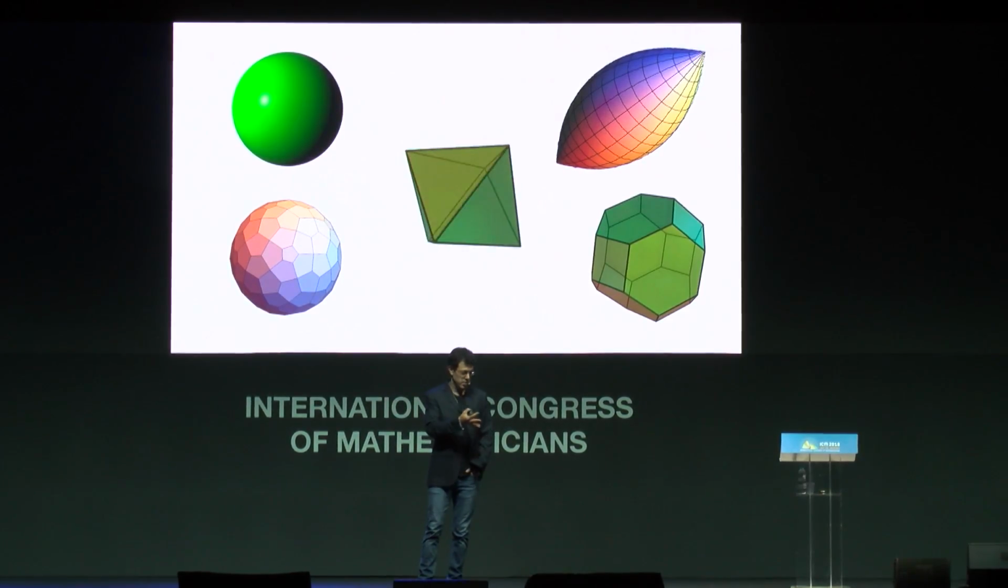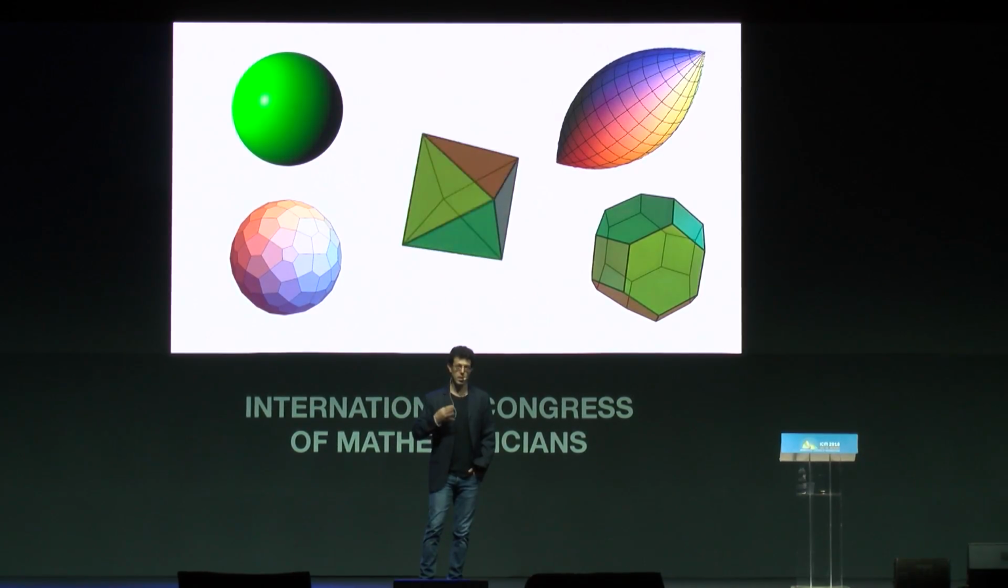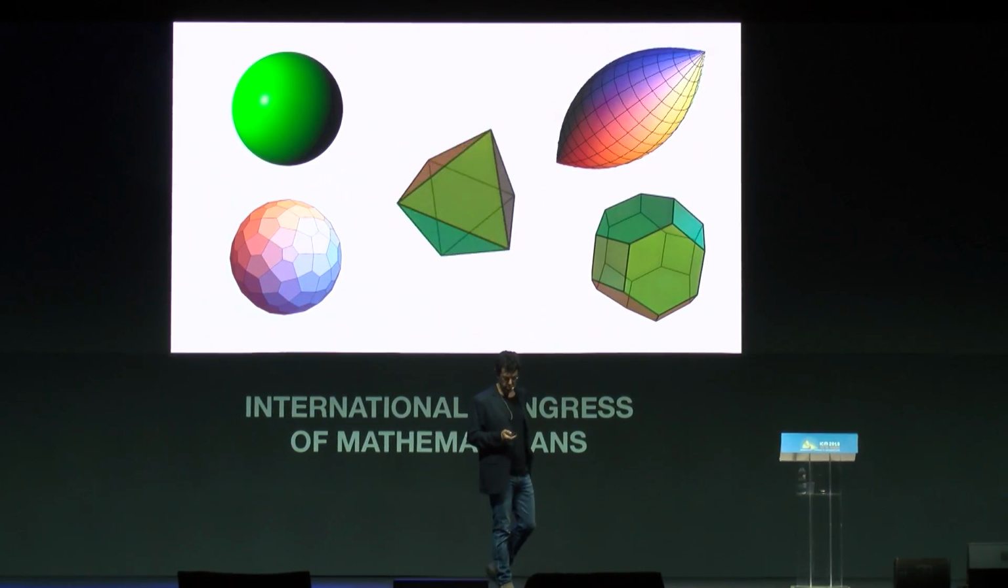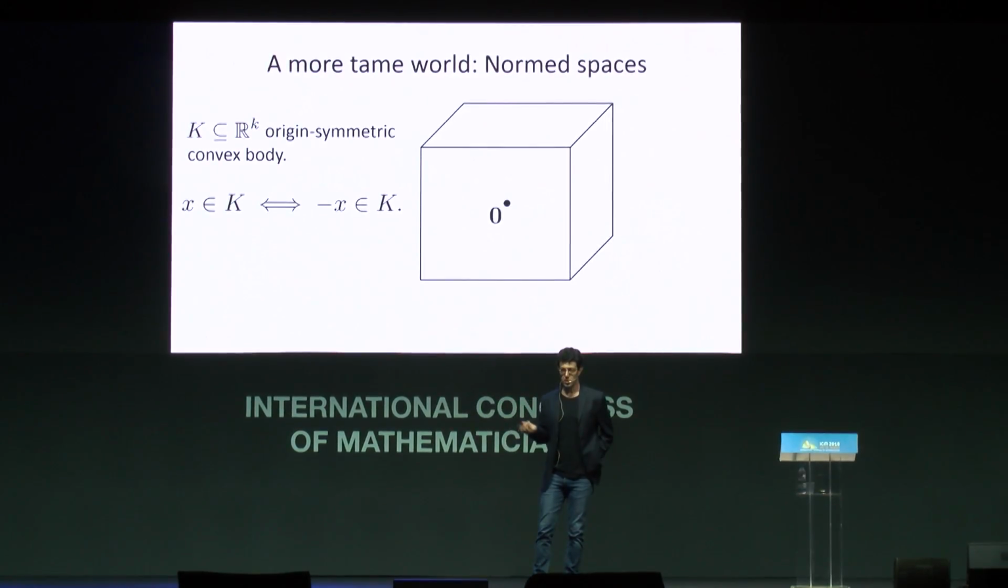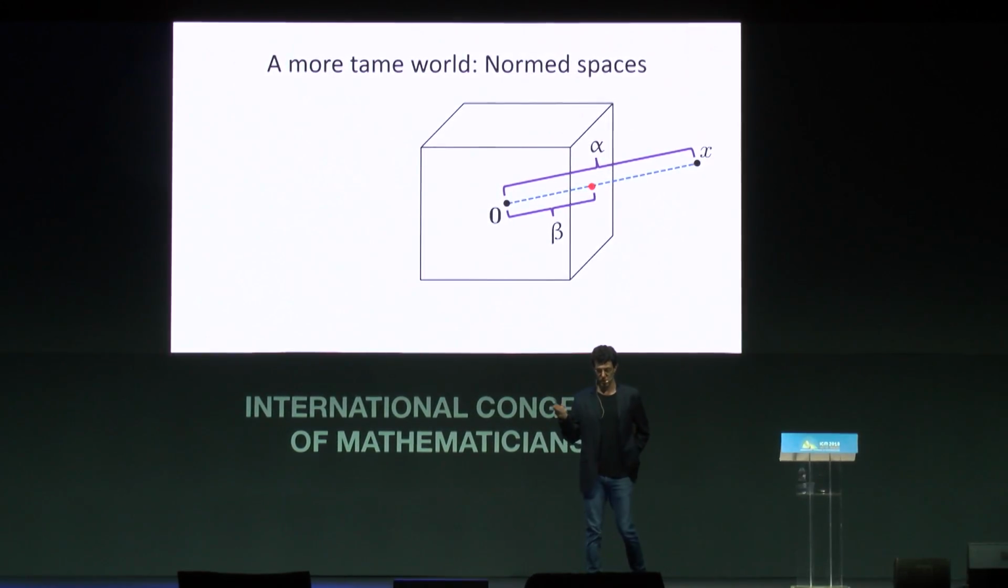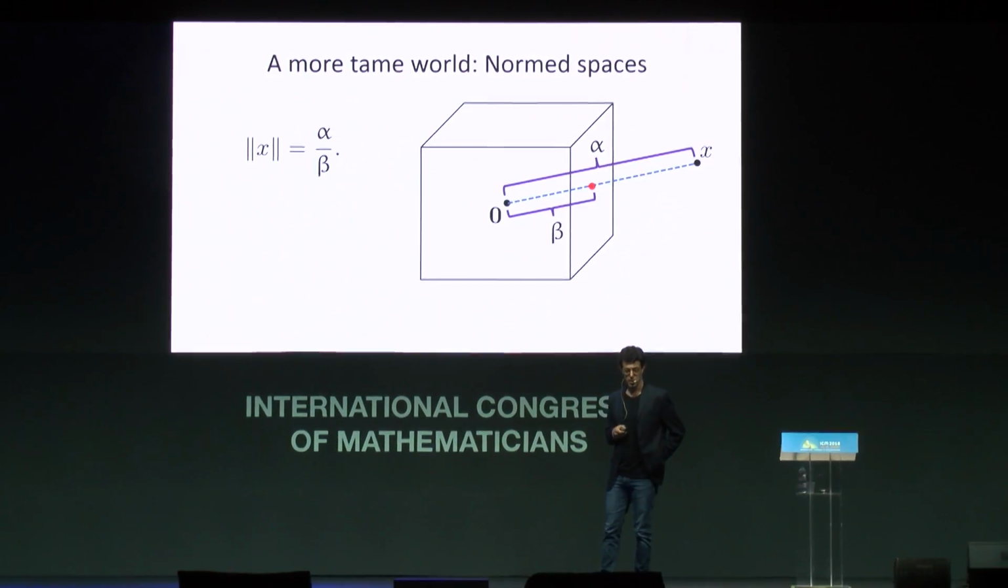This is, of course, 3 dimensions. As dimensions go higher, these objects become more and more complicated, of course, but it's more tame. And just a very quick reminder, how does this induce a metric? So you are given an origin symmetric convex body, let's say this cube here, you take a vector in Rn, you look at the Euclidean length of the segment joining it to 0, you look at where it intersects the boundary, you look at the Euclidean length of the segment up to the intersection point, and the norm, the length of the vector, is the ratio of these numbers.